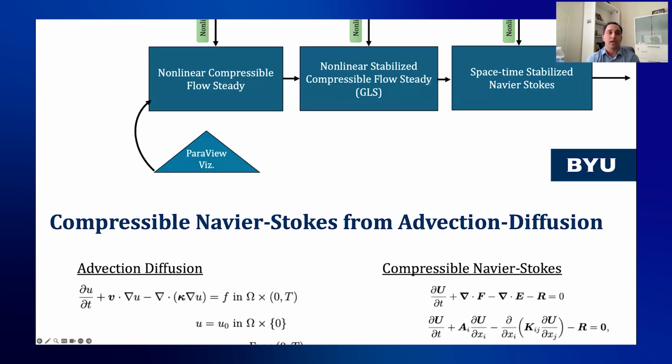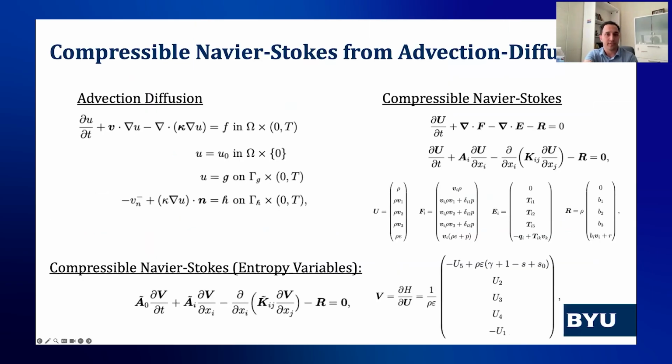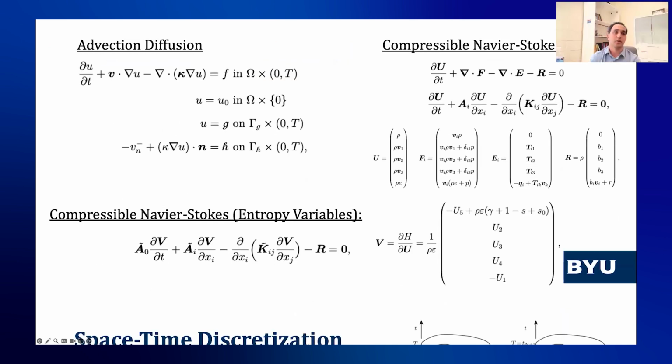Why should we solve the advection diffusion problem first? As you can see here, the letters are capitalized, but the representation on the left-hand side, which is the advection diffusion, mimics the representation given on the right-hand side as a compressible Navier-Stokes problem. And also, we would like to use variables that are conservative; in particular, entropy variables are a good option and choice for our compressible Navier-Stokes problem.